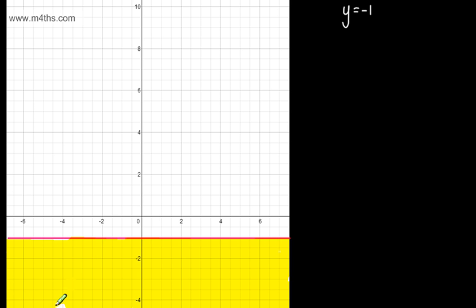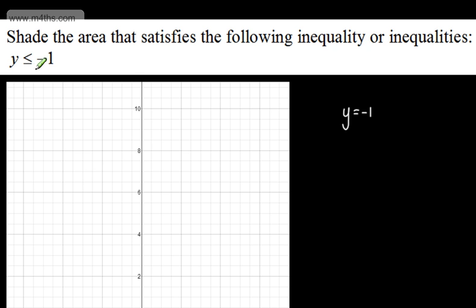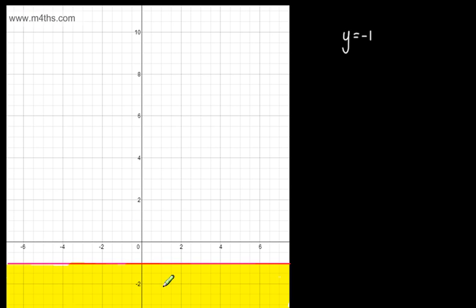If you want to check, let's take -2. Is -2 equal to or less than -1? Quite clearly it is, so I've got the correct region. So I'm just going to write up here that this is the line y is equal to -1, so if we have lots of different lines, we would know which is which.